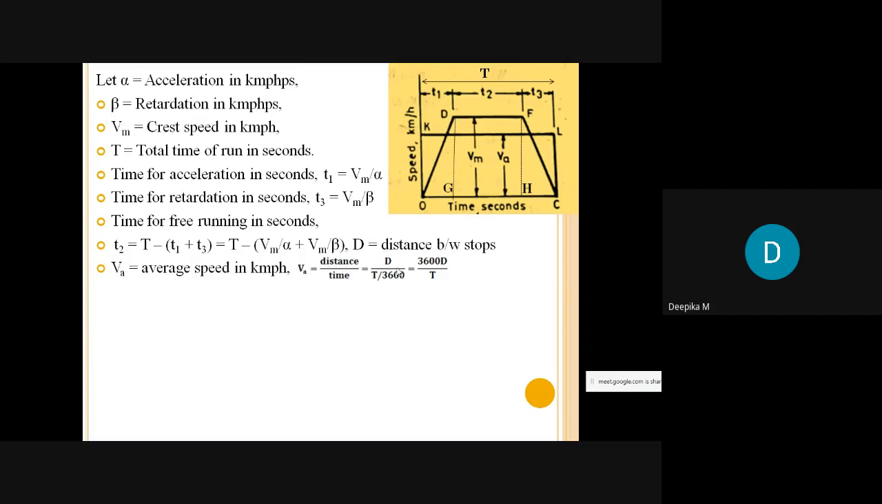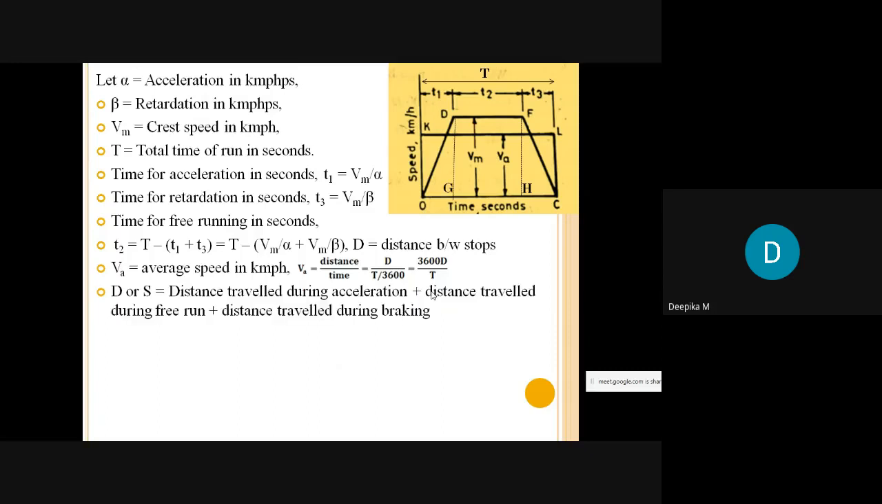I know the distance, so I can substitute over here. Time is the total time of run, which is T. You can see that this T is in seconds. If I want to convert it into hours, I have to divide T by 3600. So at last, on simplifying, I get 3600 D by T. Then I can denote D as S.